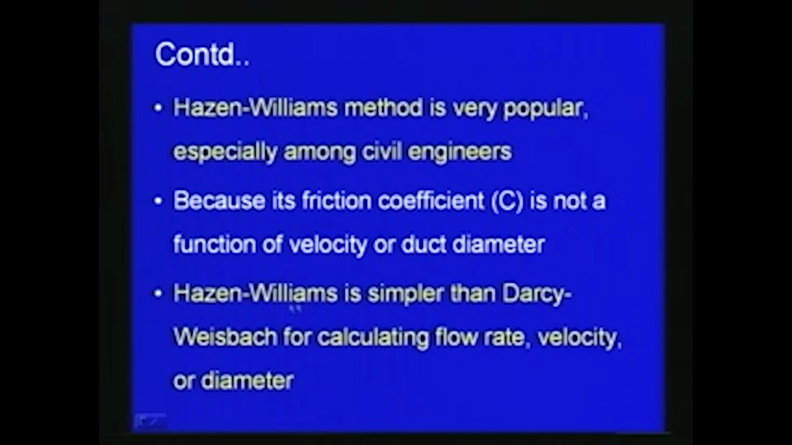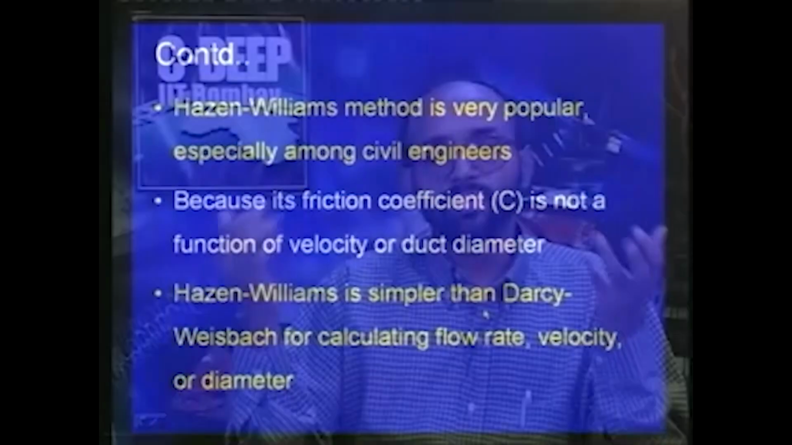The Hazen-Williams equation is similar to the Darcy-Weisbach equation for calculating the flow rate, velocity or diameter, depending upon which parameter we are calculating or designing for. The Darcy-Weisbach equation is one of the most commonly used equations. Other than that, the Hazen-Williams equation is also used in pipe design.